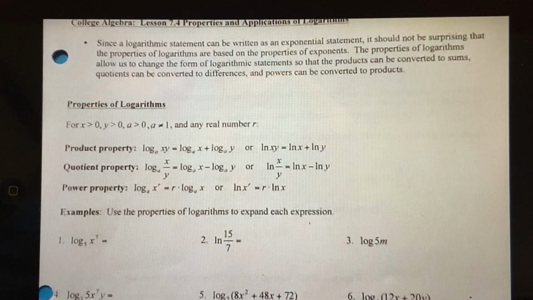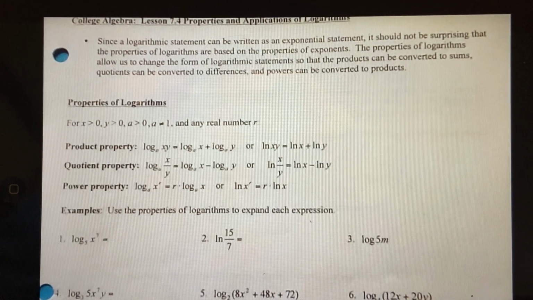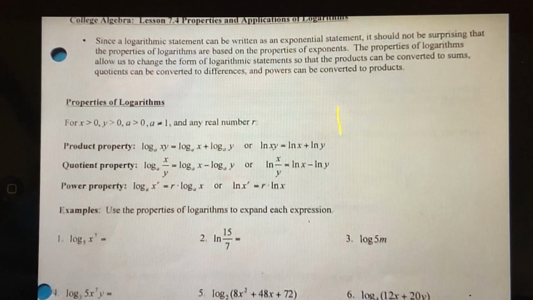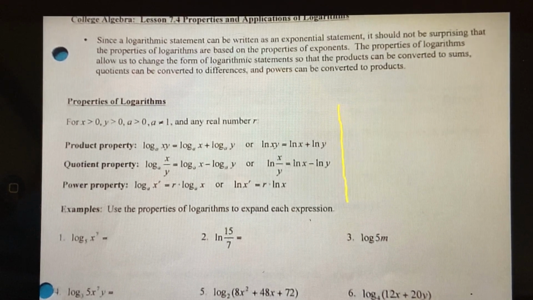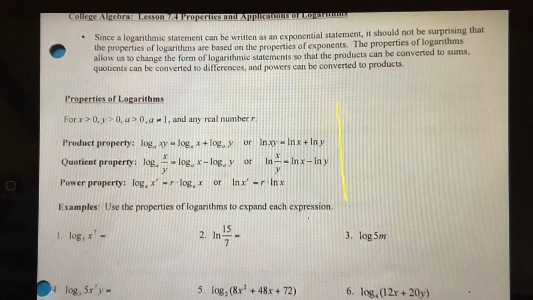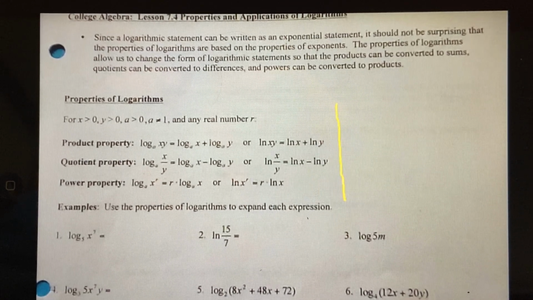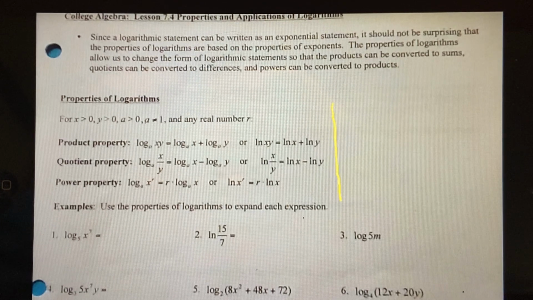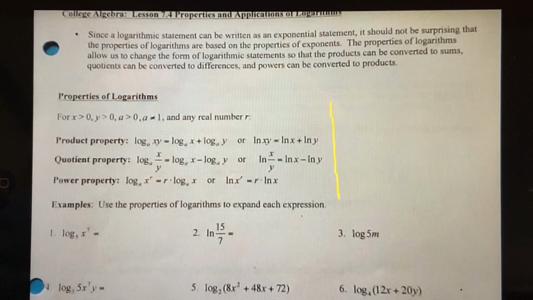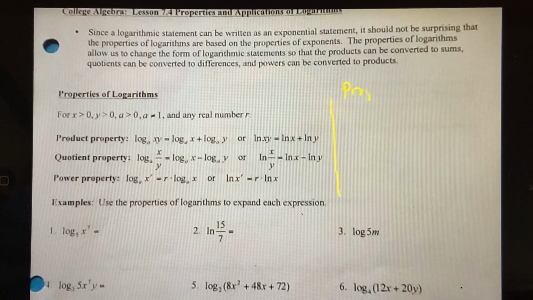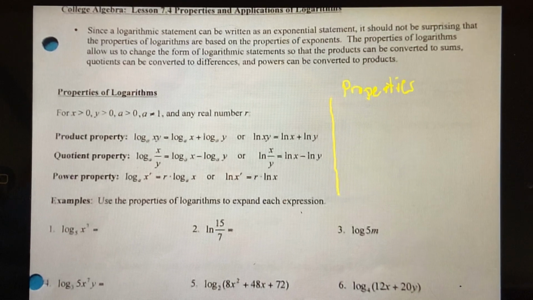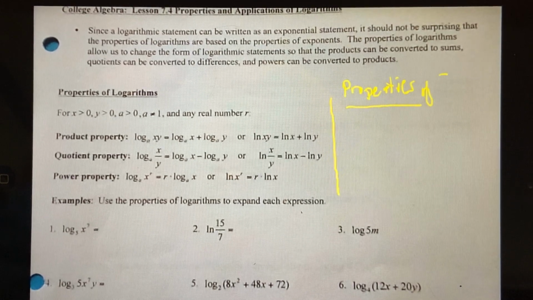The first thing I want to talk about is properties of logs. Before I even begin, I always want to make you connect the logarithm to the exponent. Remember, the logarithm is the inverse of the exponent. That's what you did in the last lesson and the lesson before that. So I'm just going to review some properties of exponents, and these are the easy ones. So here we go.